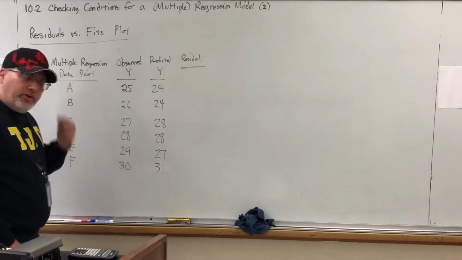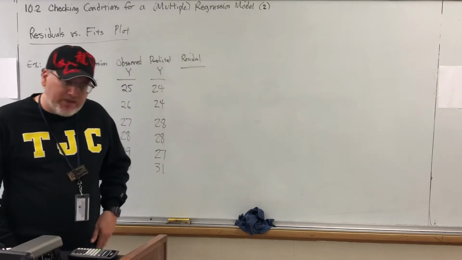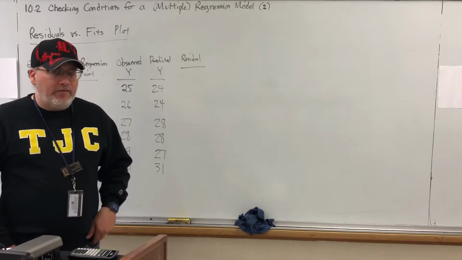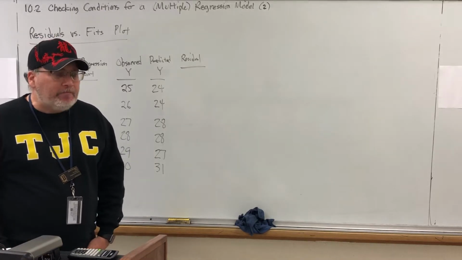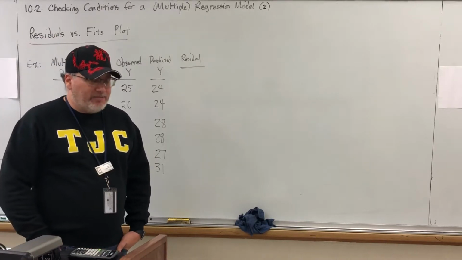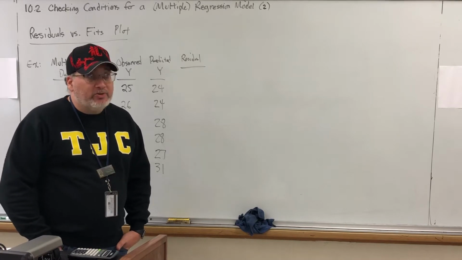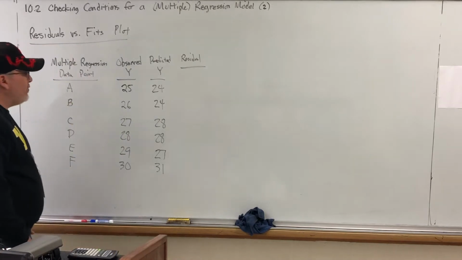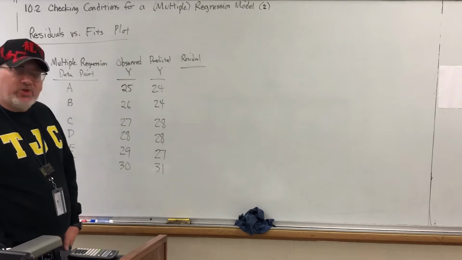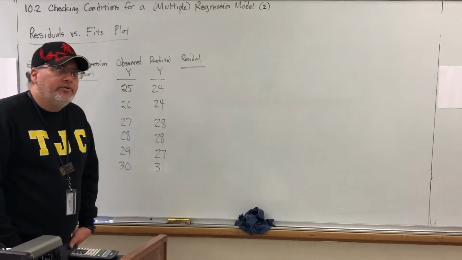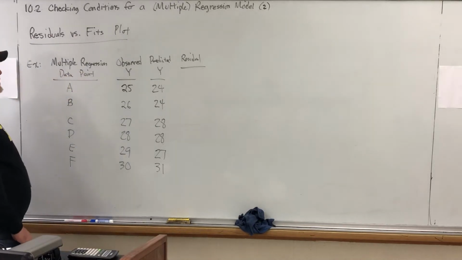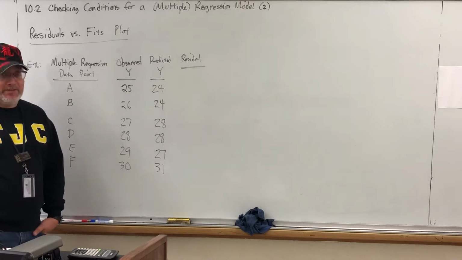So in the previous video I hinted that there's a way to get a two-dimensional view of a multi-dimensional scatter plot, which may be difficult if not impossible to draw, depending upon how many dimensions it has. So how do we make this two-dimensional version of a multi-dimensional scatter plot? We create what's called a residuals versus fits plot.